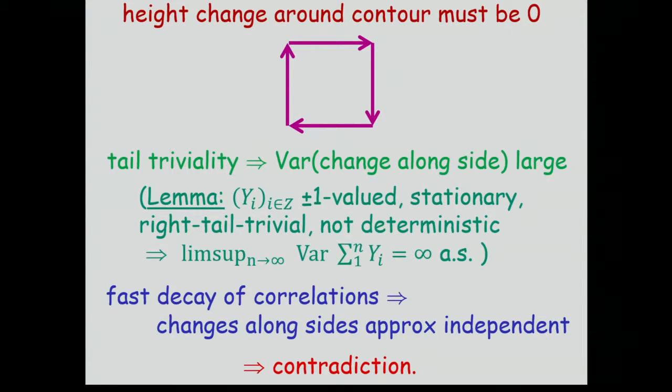stationary sequence plus or minus one random, right tail trivial and not deterministic. Every condition here is important. Since we've got this far, then you look at the sum of these variables from 1 to n, and the variance of that. How small can it be? Do you have some bound, and how fast can it go?